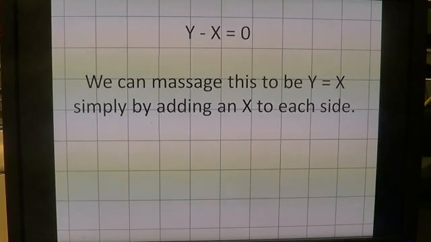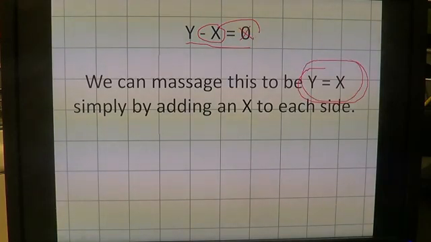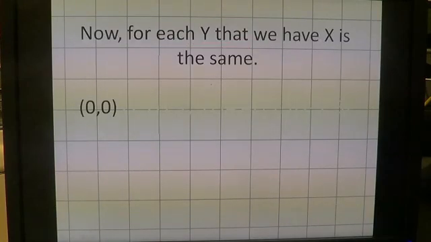We'll take a look at how that works. We can massage this a little bit so that instead of having y minus x equals 0, we can pick up this minus x and we can move it to the other side, which then just sort of cancels out the 0 there. And so we wind up with y equals x. And that's kind of the form in which we're going to be trying to get here with the slope-intercept thing.